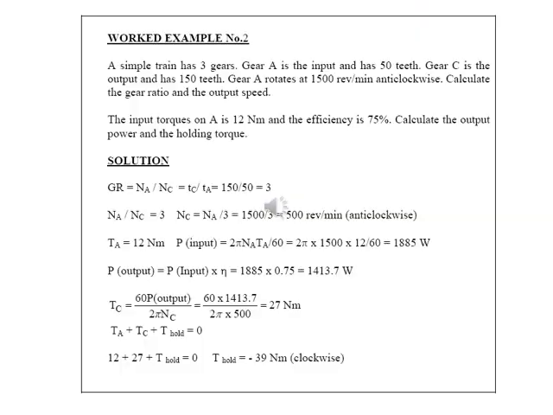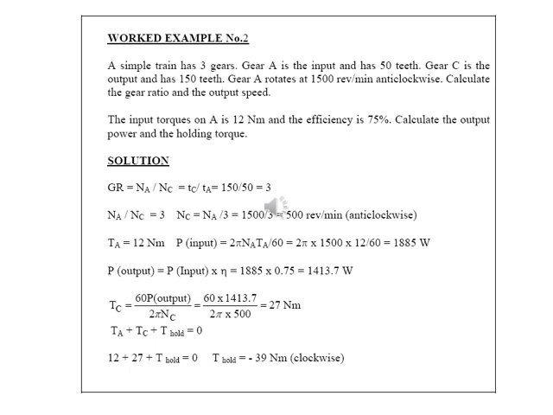Here's an example for the simple train problem. A simple train has three gears. Gear A is the input and has 50 teeth. Gear C is the output and has 150 teeth. That means gear B here is the idler. Gear A rotates at 1500 revolutions per minute, 1500 RPM anti-clockwise. Calculate the gear ratio and the output speed. The input torque on A is 12 Newton meter and the efficiency is 75%. Calculate the output torque and the holding torque. So over here you have at least 4 related questions.